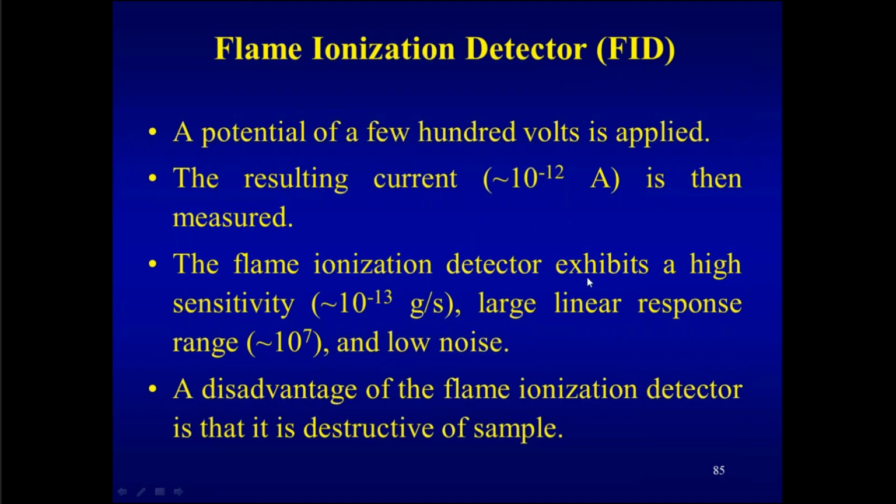The flame ionization detector exhibits a high sensitivity, 10 raised to minus 13 gram per second, a large linear response range of 10 raised to 7, and low noise. You can see the linear response is much greater than TCD, which was 10 raised to 5. Here it is 10 raised to 7. So over a much wider concentration range, it gives a linear response. I hope you understand what a linear response is.